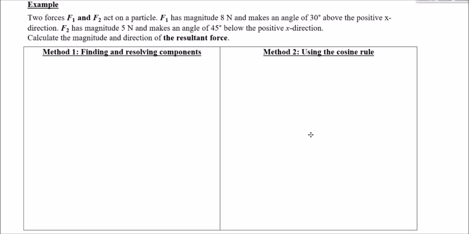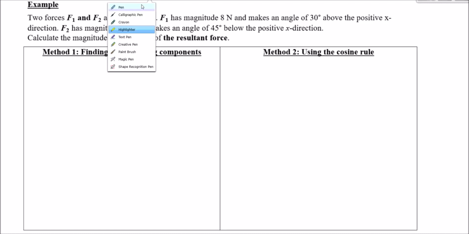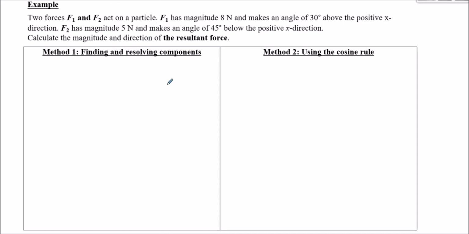So we've got two forces, F1 and F2, acting on a particle. F1's got a magnitude of 8 newtons, makes an angle of 30 degrees above the positive x direction, whereas F2 has magnitude 5 newtons and is making an angle of 45 degrees below the positive x direction. Calculate the magnitude and direction of this resultant force. Method 1, this is by far and away my preferred method and the method I'm strongly recommending to you folks.